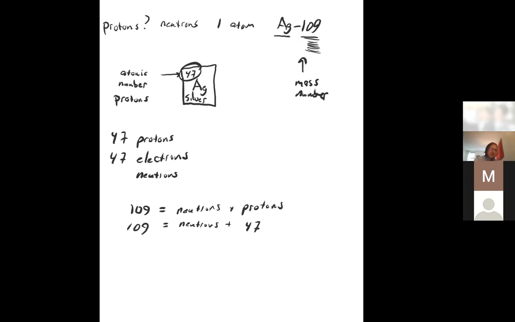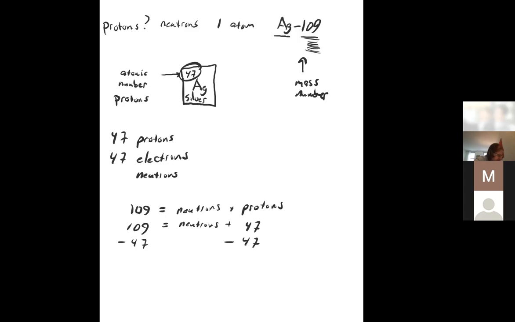Right? We already know that. So how do we do this? Okay, well, we know that 109 equals the neutrons plus 47. So just subtract 47 from both sides. Okay, so 109 minus 47 is what?